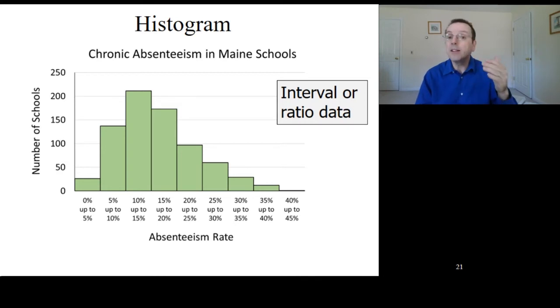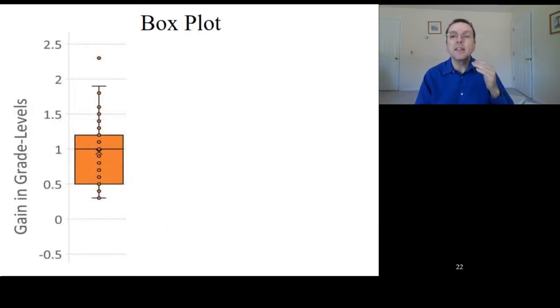Now, a very different type of figure for graphing interval or ratio data is what's called a box plot. This example of a box plot is from a project I worked on in which we looked at gains in reading skills following an intervention that targeted struggling readers in first through third grade. The axis tells us that we're looking at a gain in reading skills as measured in grade level equivalent scores. A 0.5 grade level gain reflects a child reading half a grade level higher when they finish the intervention.